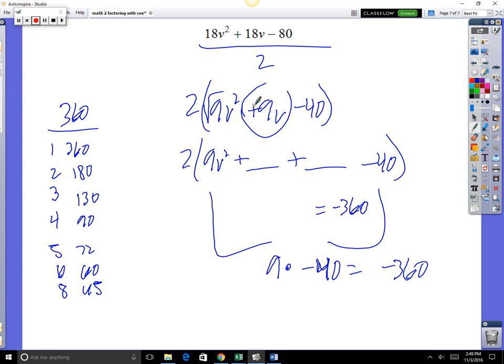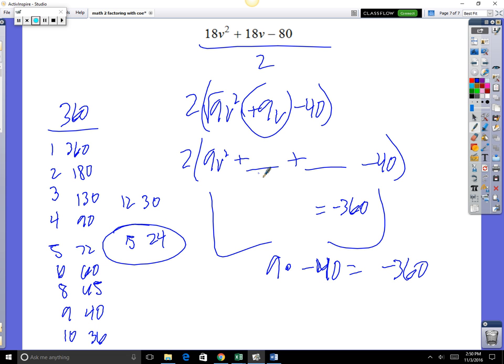Ugh. 360 divided by 9, 9 and 40. 360 divided by 10, 10 and 36. 360 divided by 12, 12 and 30. 15 and 24, and I think that's it. 24 minus 15, is that 9? 24. Holy crap. Okay, that's it.